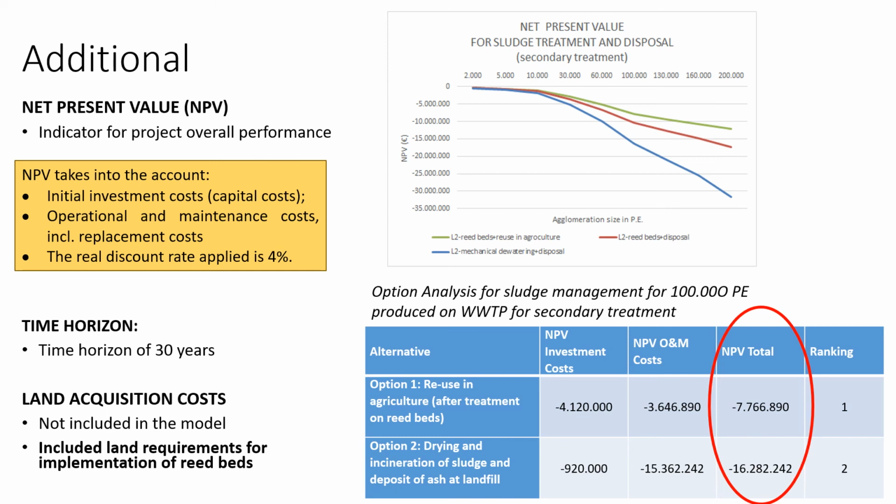So comparing total net present value, including investment and operational costs, for wastewater treatment plants with capacity 100,000 PE, shows that reed beds with sludge reuse are the better option in the long term. Land acquisition costs are not part of the model and are not included in the investment costs. The cost of the land may vary greatly depending on its use, productivity, potential alternative uses, availability. So the generalization for the Drin catchment is not applicable within the scope of this project.